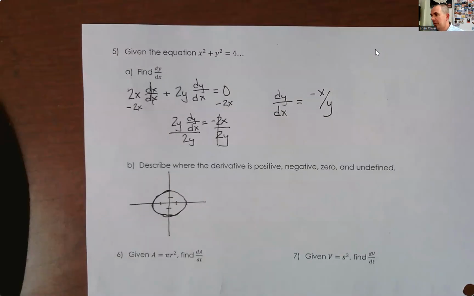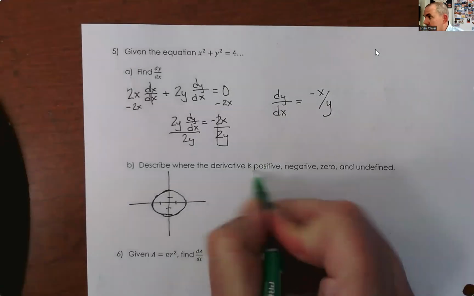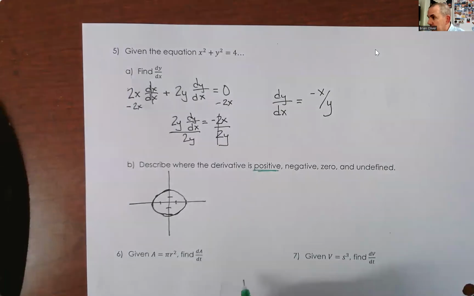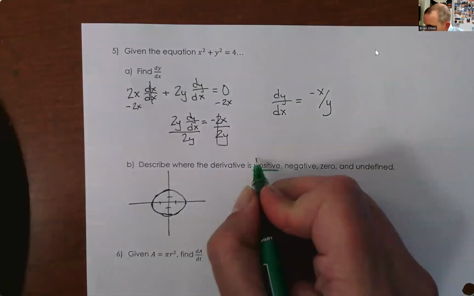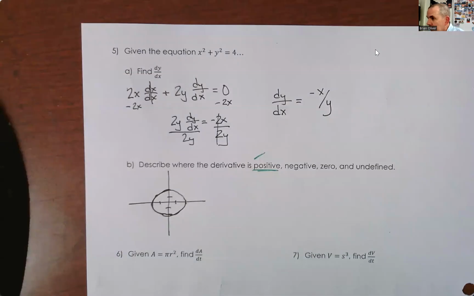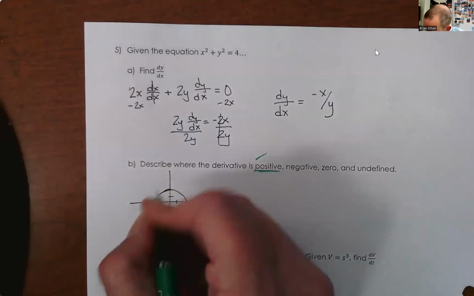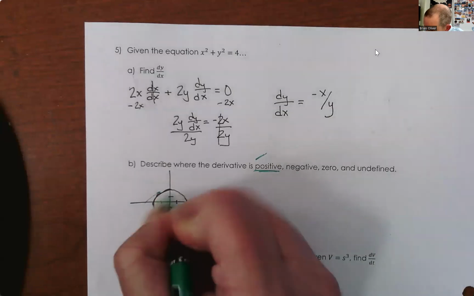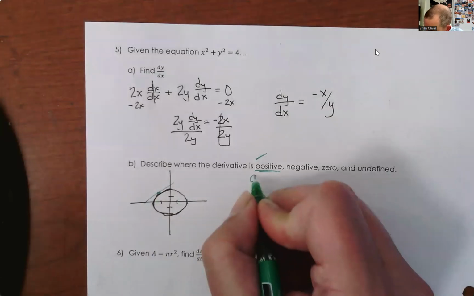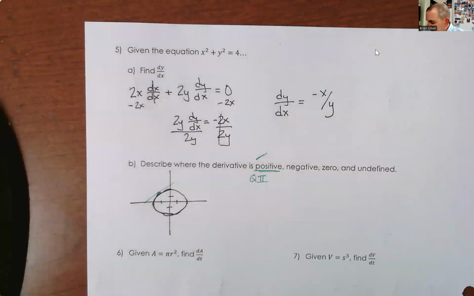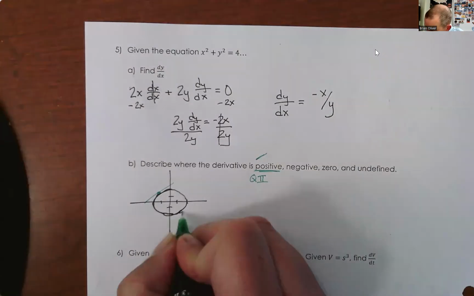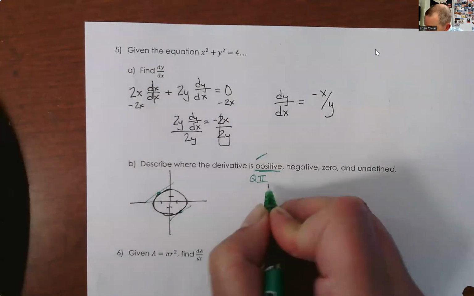Now what we want to do is find out where the derivative is positive, where the derivative is negative, where the derivative is 0, and where the derivative is undefined. So if you think about it, what does a positive derivative look like? Well, a positive derivative is a positive slope line. So you're looking at something that looks like this. If you look at your circle, where do we see our positive slope lines? Well, I see one right here. So one of them is going to be in quadrant 2. The other one I see is right down here. That's going to be in quadrant 4.